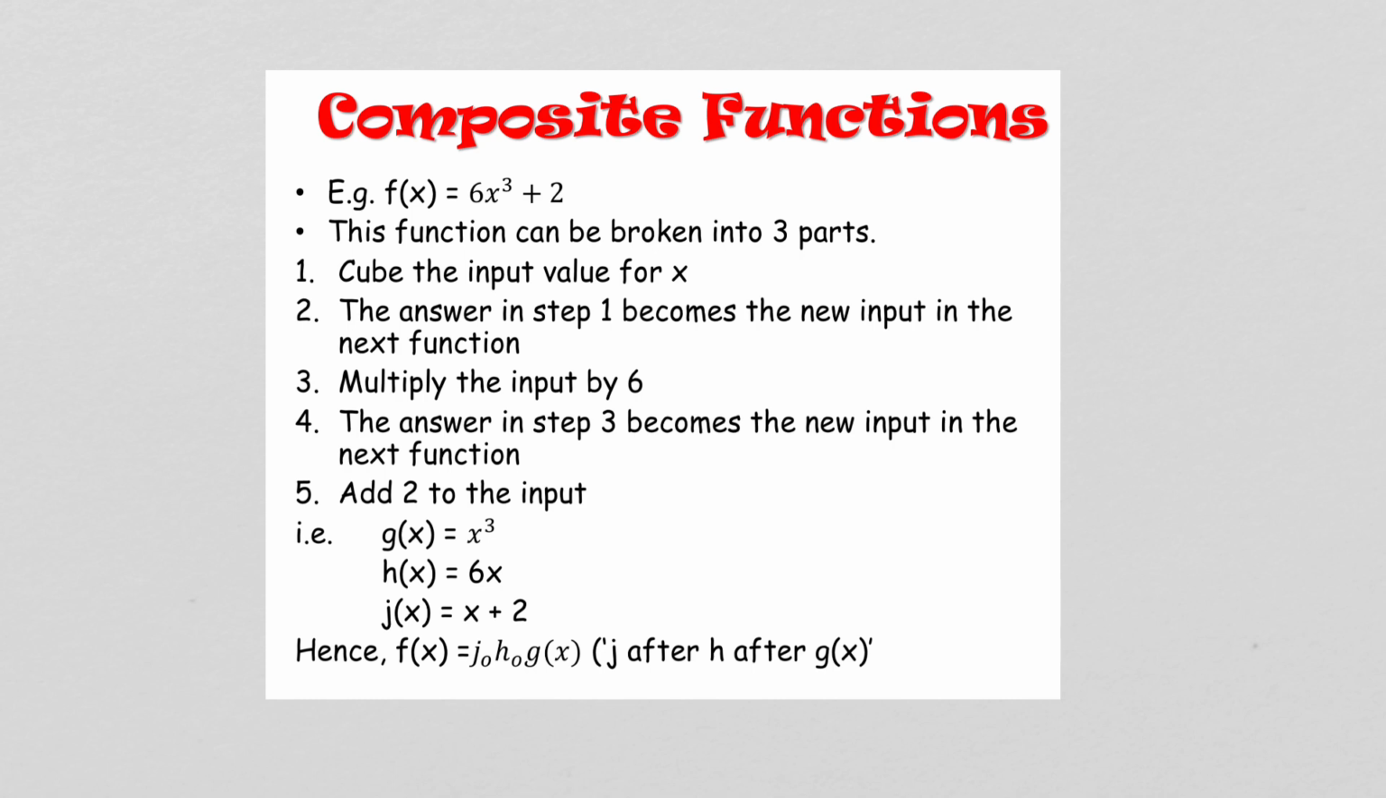So the answer in step 1, in other words, the answer we get when we cube our value, would become the input in the next function where we multiply by 6. The answer we would get after multiplying by 6 then has to be added to 2. So our order of operations here is x cubed, multiply by 6, and then add 2. So we can decompose 6x cubed plus 2 into 3 separate functions because there are 3 things we're doing to our input here. We could say let g of x be the first function, which is x cubed.